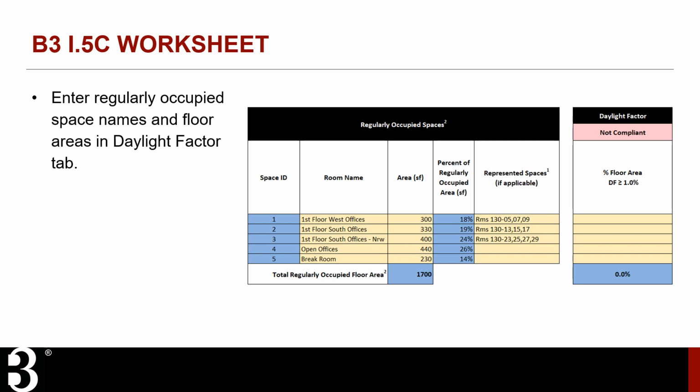As with the first compliance option, spaces are listed with the square footage. Again, the spreadsheet will calculate the total area of regularly occupied spaces and the percentage each room makes up of that total to calculate the weighted average for compliance. This means that not every individual space must meet the 50% requirement, but that half of all the regularly occupied square footage does.